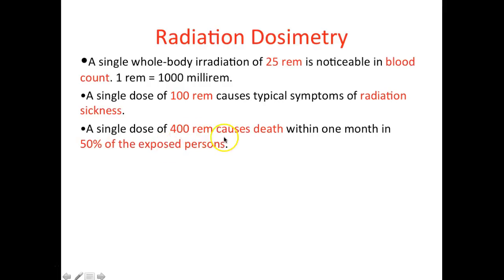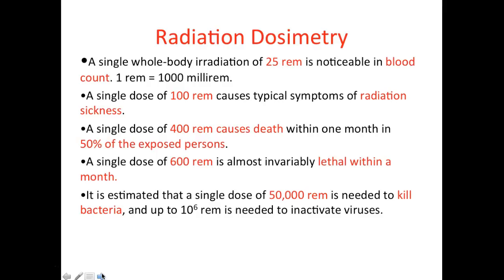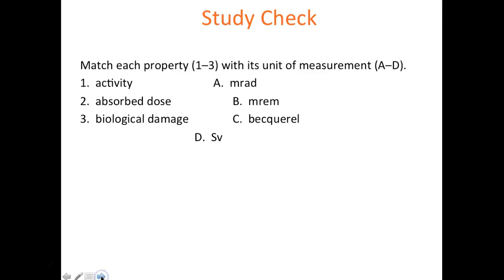A single dose of 400 rem can cause death within a month of 50% of the people who are exposed to it. A single dose of 600 rem is very lethal and can cause death within the month. A dose of 50,000 rem is needed to kill bacteria and up to a million rem to inactivate viruses. So smaller life forms are able to withstand higher levels of radiation.